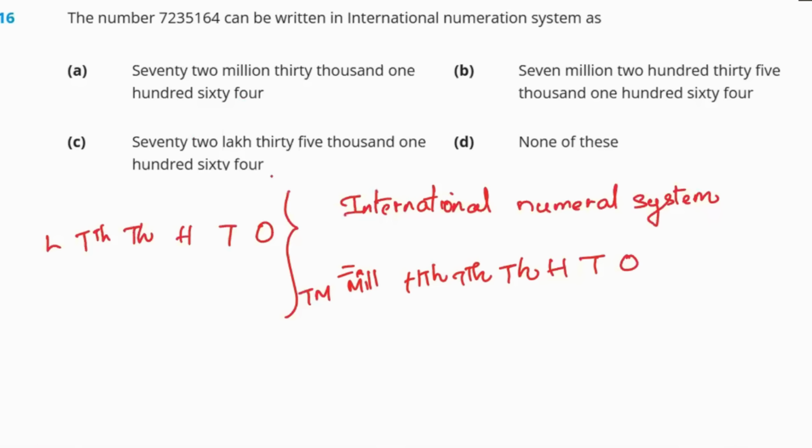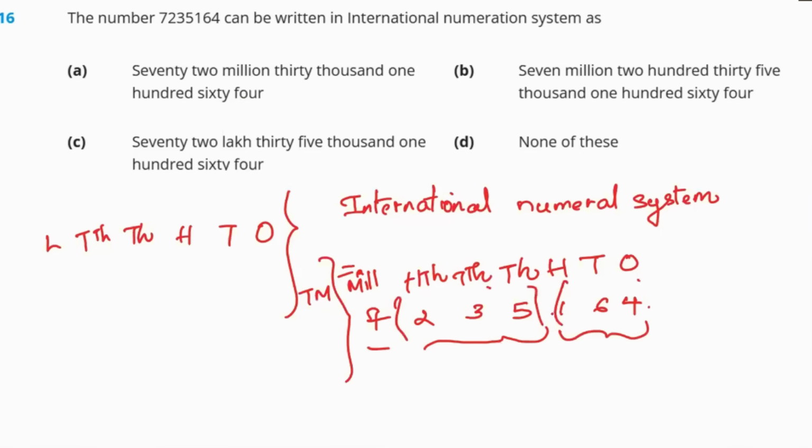So here 7235164. How can we read this? It is starting from million. We read this as 7 million 235,164. Three digits together, separated with a comma. So 7,235,164 is how we write this in the international numeration system. The correct option is option B.